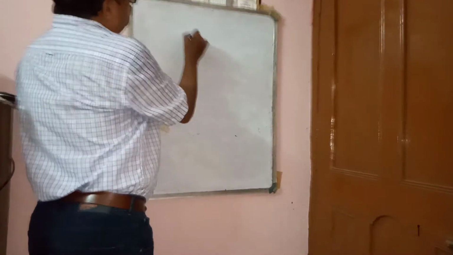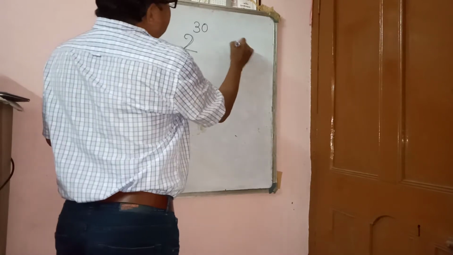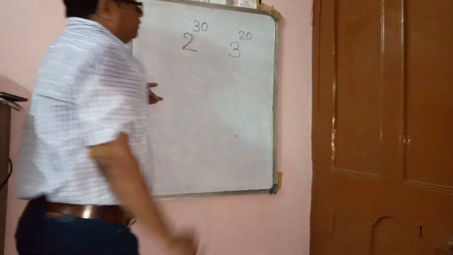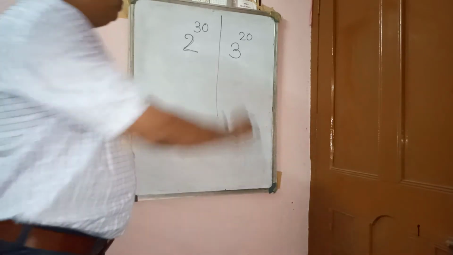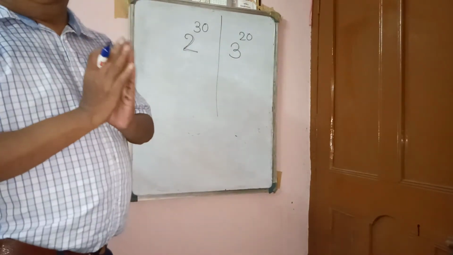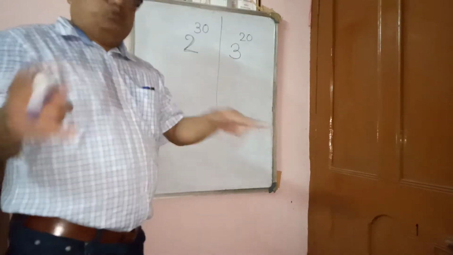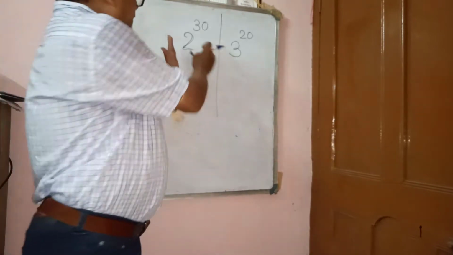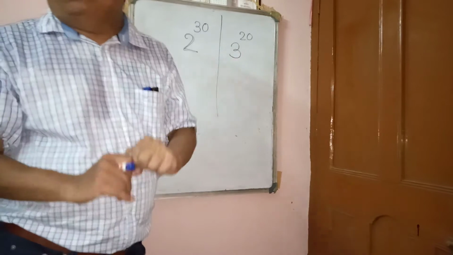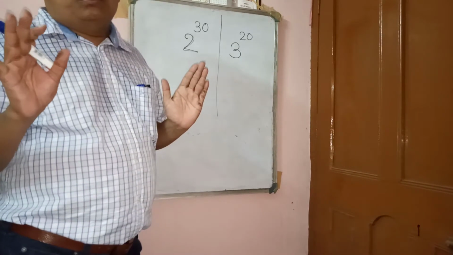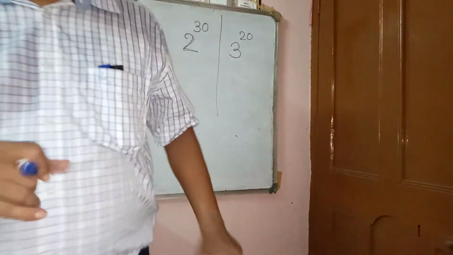Again, suppose 2 to the power 30 and 3 to the power 20. What is the difference between them? Which is bigger? Which one is greatest? Tell. See, this one you multiply 20 times, not possible. Here 2 multiplied 30 times, not possible. Then what to do? Understood, my students? How to do this one?